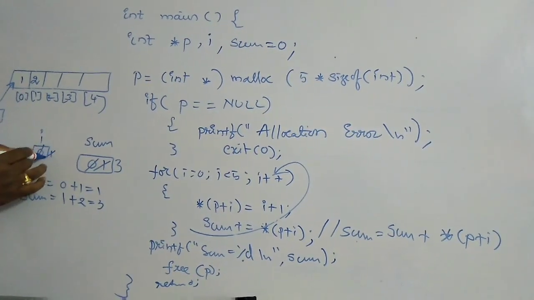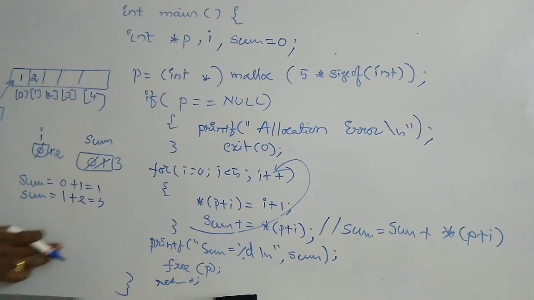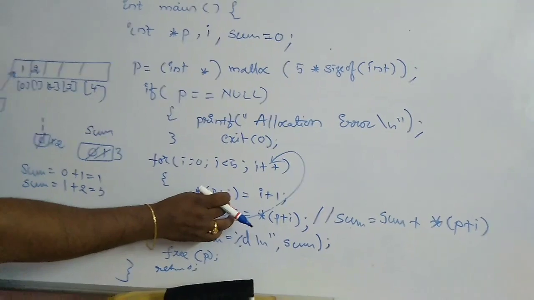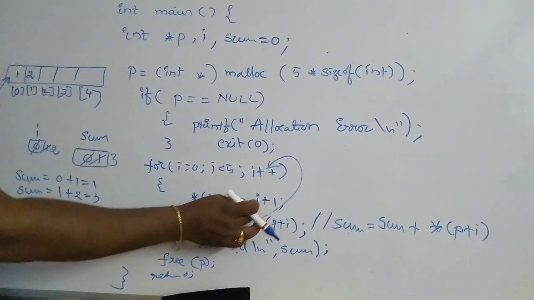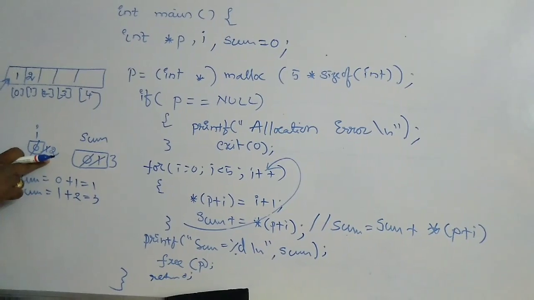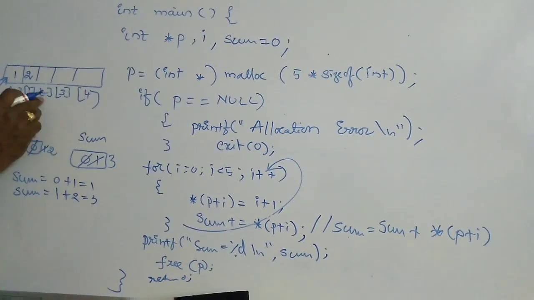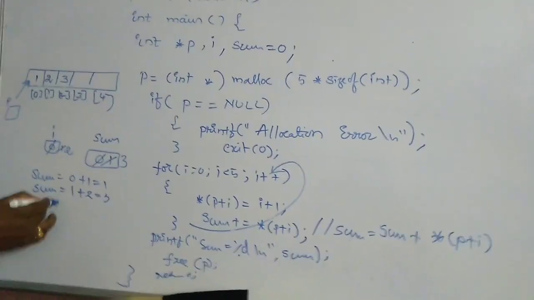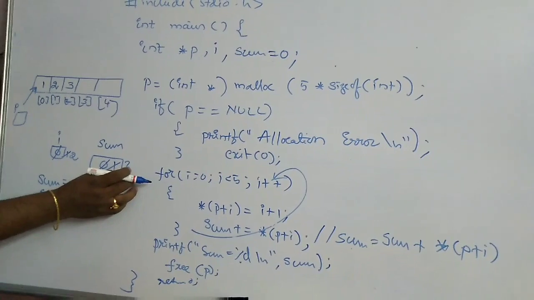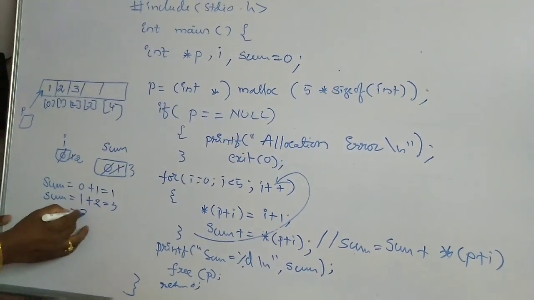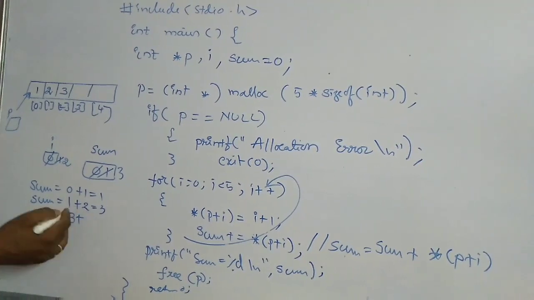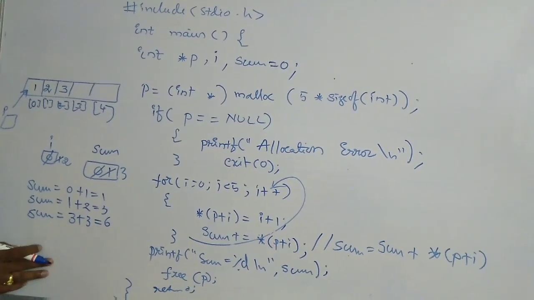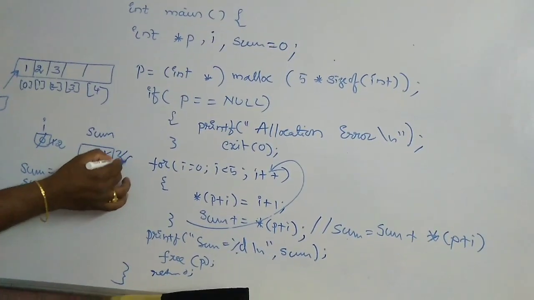And i is again incremented, so i will become 2 now. 2 less than 5 is true, so again we come here. At p + 2, that means index 2, we put the value of i + 1. What is the i value now? That is 2, and plus 1 means 3. So at index 2 we store the value 3 now. Now my sum value: the already stored value is 3, plus the value at index 2, which is 3. So 3 + 3 equals 6, and my sum value will become 6 now.